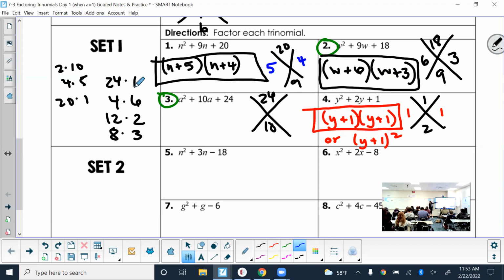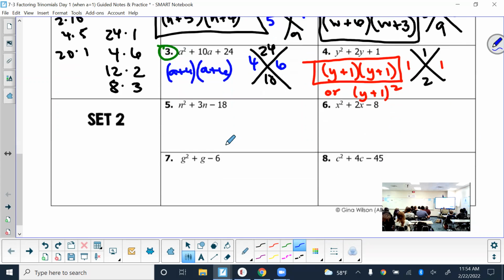So for numbers like 24, if I was having a hard time figuring it out, I would make a list of what multiplies to 24 and then just plug them in until I find the ones that work. Which ones are the ones that work? Good. So then your answer was A plus 4 in parentheses and A plus 6 in parentheses. Questions on 2 and 3? All right, so those ones are a little easier because they're all positive numbers involved. There can be negative numbers, so that's what we'll see in set 2. So the overall process is still the same. The rules are still the same.